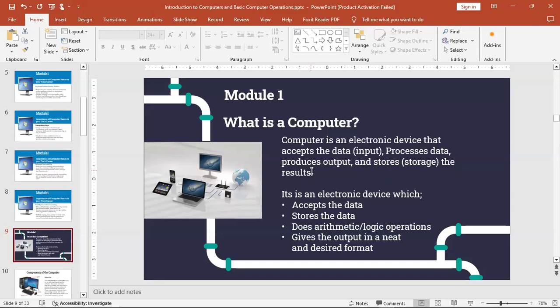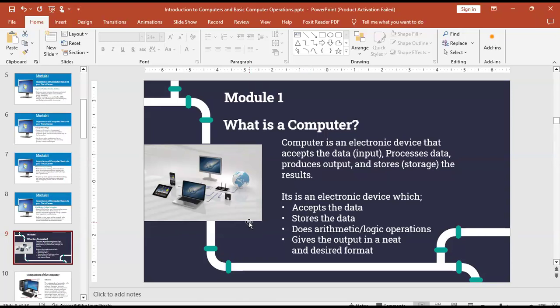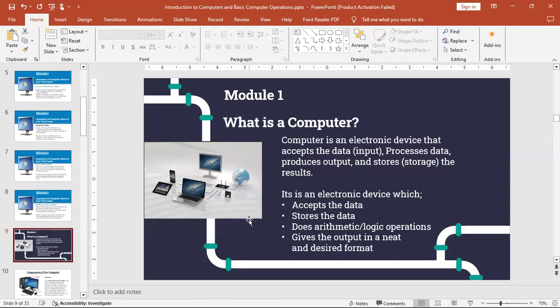So what does a computer do? It accepts data. That's the first thing that it does. It stores the data, in more technical terms. It does some operations, like arithmetic and logic operations. Don't worry, we're going to see this in more detail as we go along. And it gives you an output in a needed and desired format. That's what a computer does.